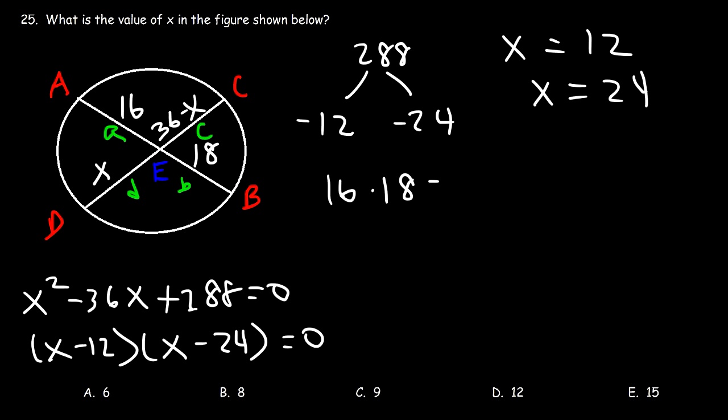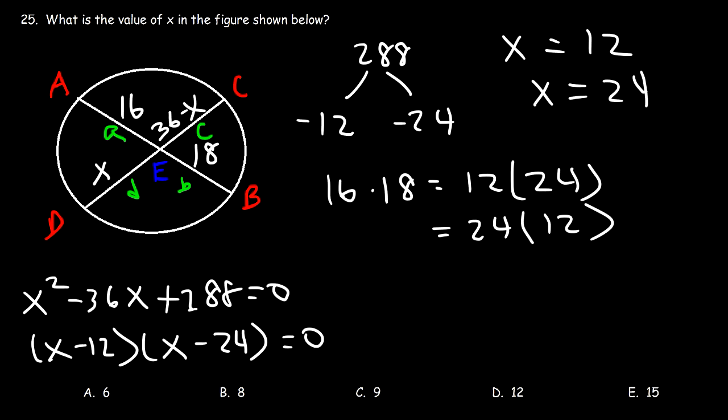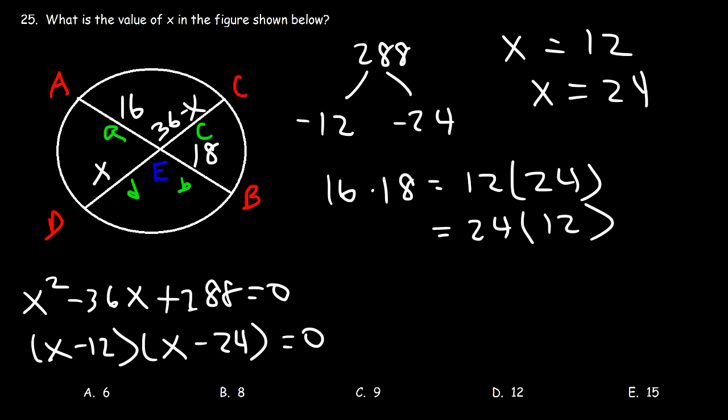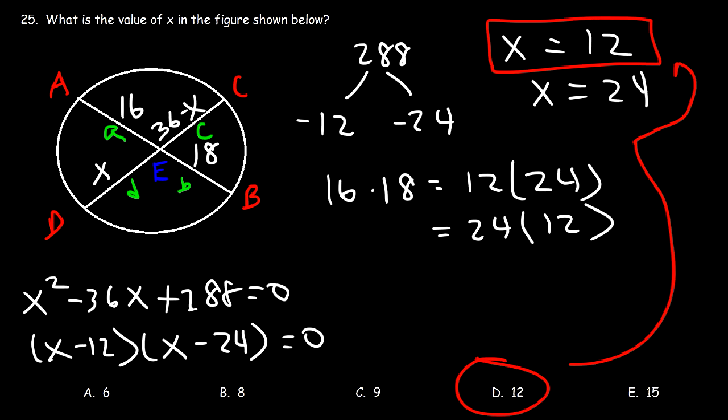16 times 18, that's going to equal x, which is 12, and then 36 minus x, or 36 minus 12, is 24. Or if you do it this way, if x is 24, then 36 minus 24 is 12. So either way, it will still work. Now, since 24 is not listed as one of the answers, we're going to go with 12. So therefore, D is the right answer in this problem.